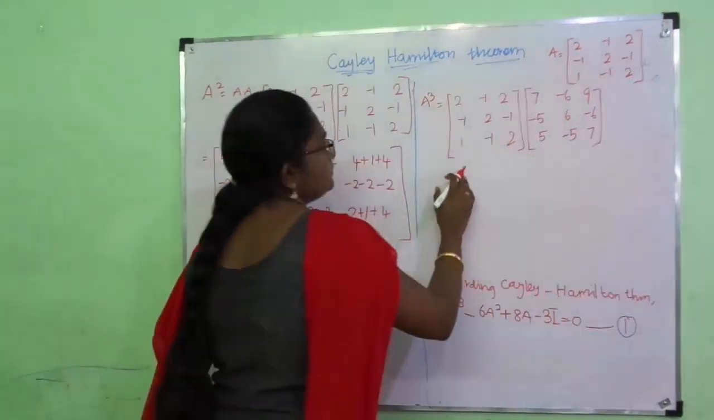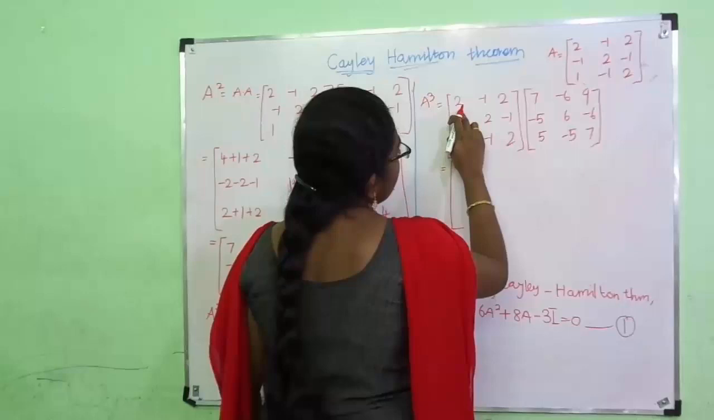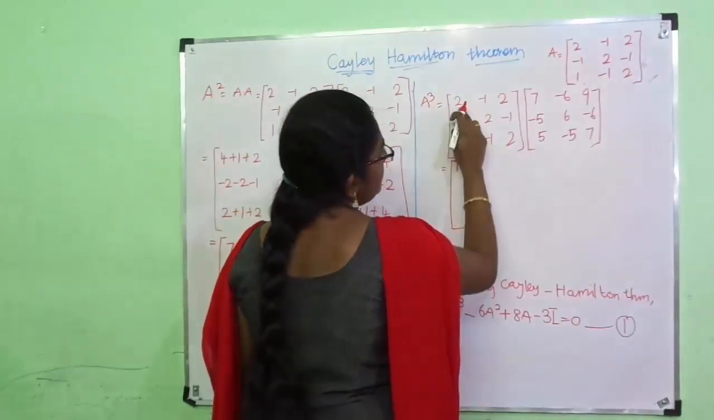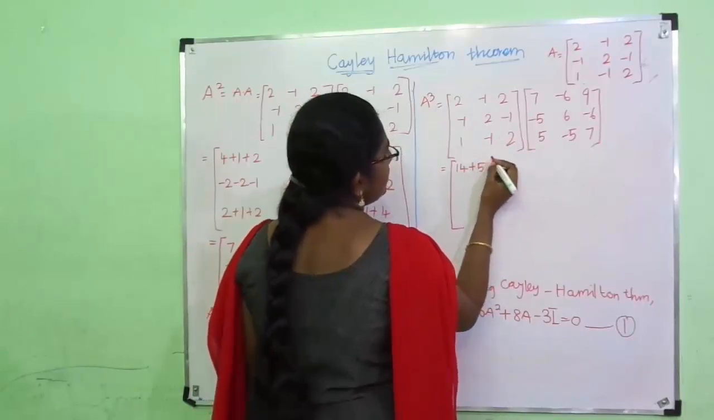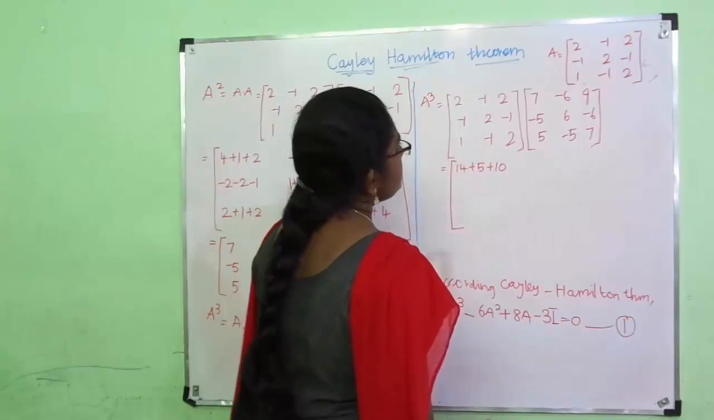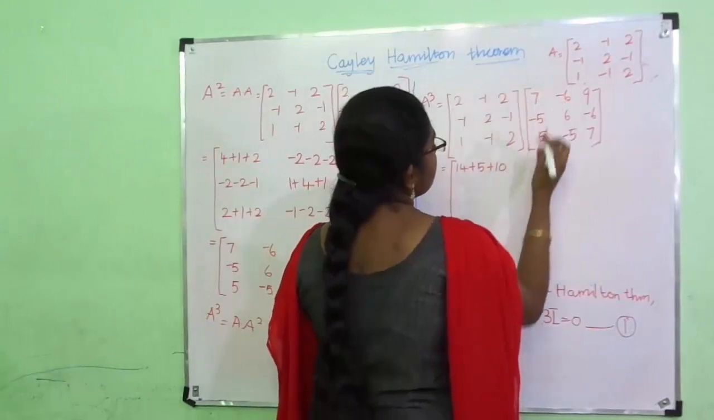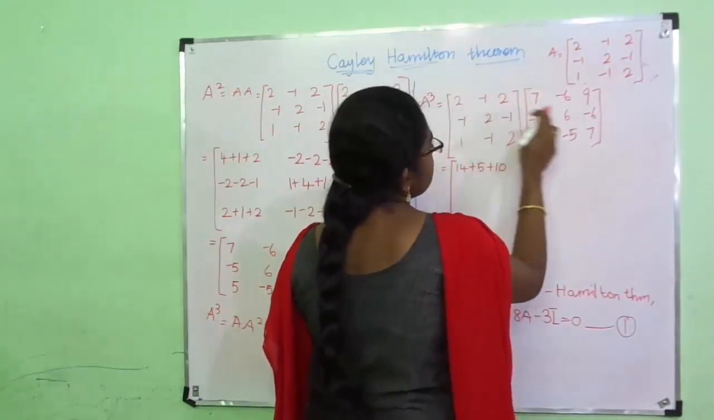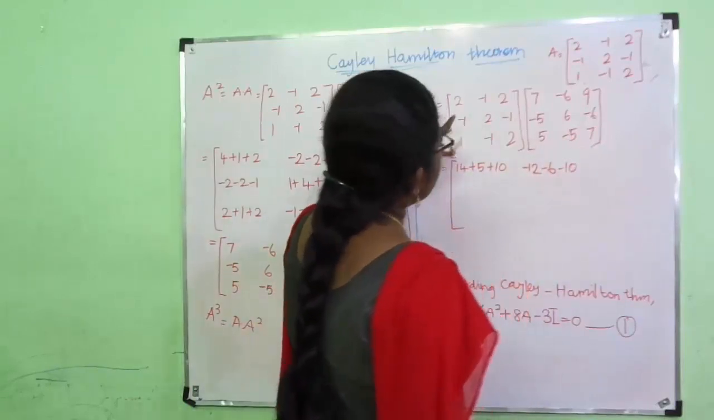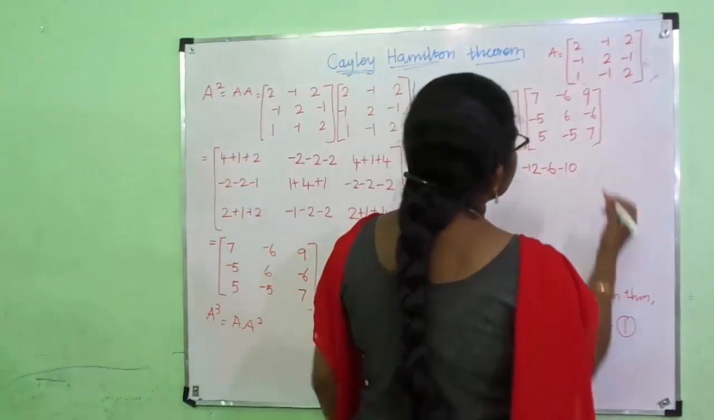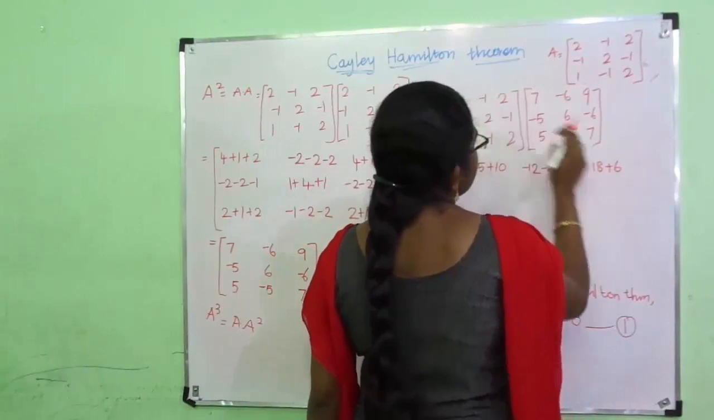Here also we are going to do simple matrix multiplication, that is rows into columns. First row into first column: 2 into 7 you get 14, minus 5 you get plus 5, 2 into 5 you get 10. First row into second column: minus 2 into minus 6 is 12, minus 1 into 6 you get minus 6, 2 into 5 you get minus 10. Then first row into third column: 2 into 9 you get 18, minus 1 into minus 6 you get plus 6, 2 into 7 you get 14.